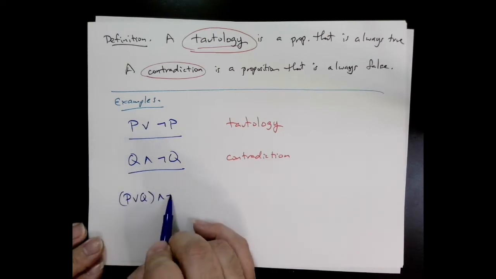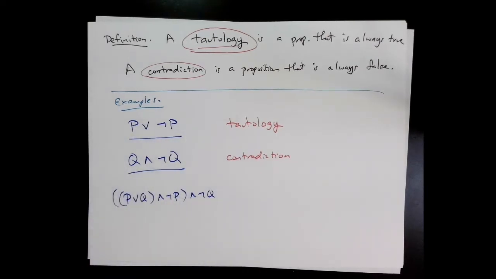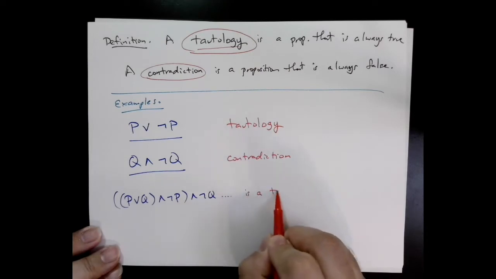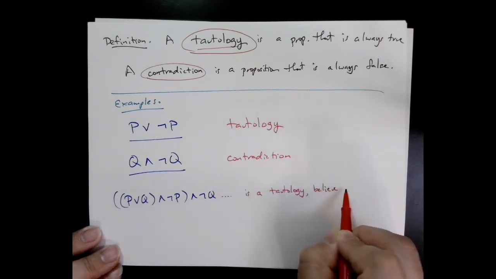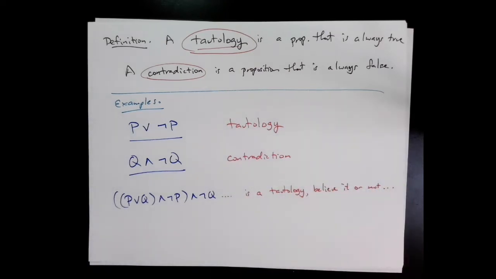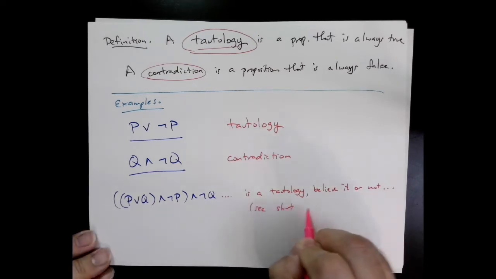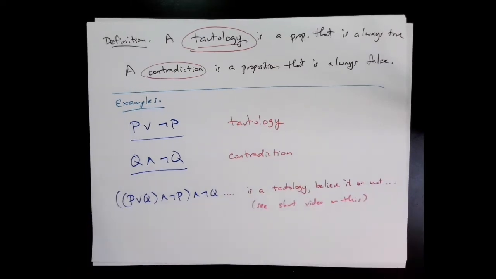Again, exactly one of Q and not Q will be true, therefore they can't both be true, therefore this AND can't be true. Finally, this more complicated expression is also a tautology, and you can see one of the short videos that goes through the details for that.